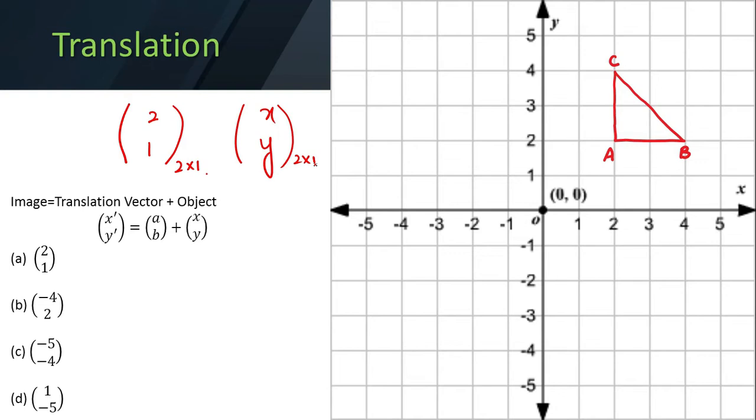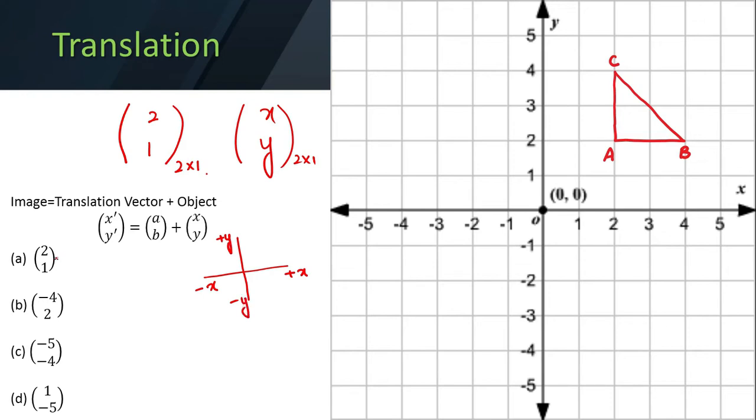So whatever the translation vector or column vector given in the question, we can add it one by one to each coordinate, and we will get the image. Remember one more thing on the axis: on the right hand side we have positive x-axis, on the left hand side we have negative x-axis. Above we have positive y-axis and below we have negative y-axis.